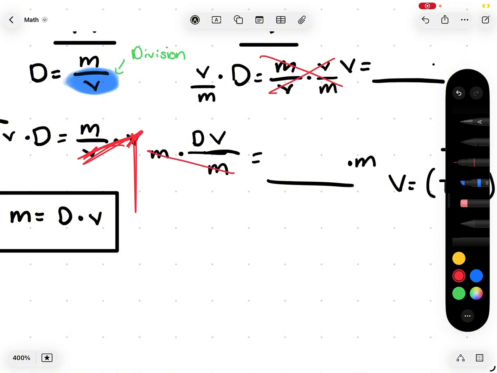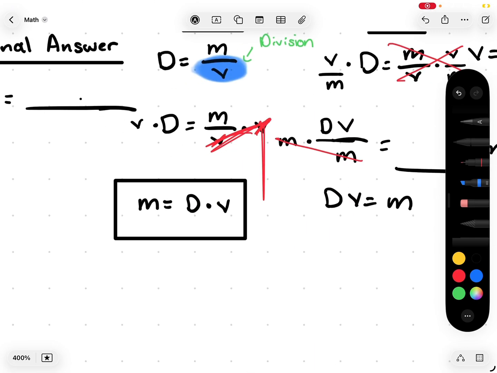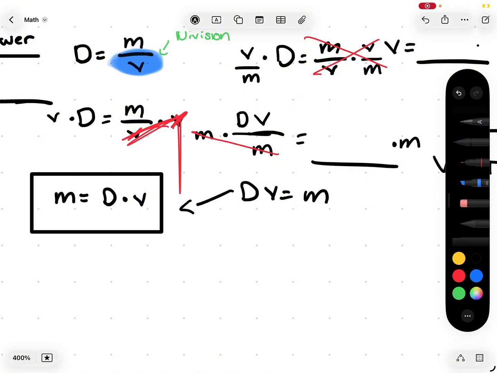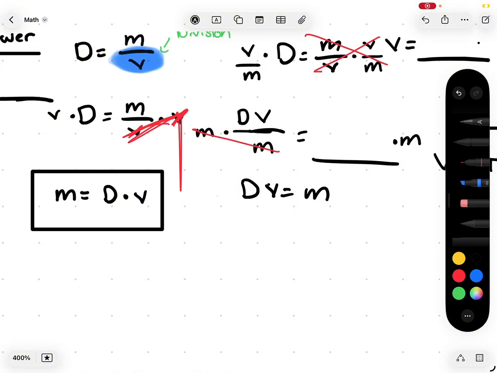We cross m from that side, leaving us with d times v equals m. Look here, that looks exactly the same as that. That's kind of cool. But our next step, we have to get v by itself. The only thing that's connected to v happens to be d. We can see that d is being multiplied to v, and the opposite of multiplication is division. So we divide both sides by d. Since it's on both sides, it cancels out, leaving us with v equals m over d.